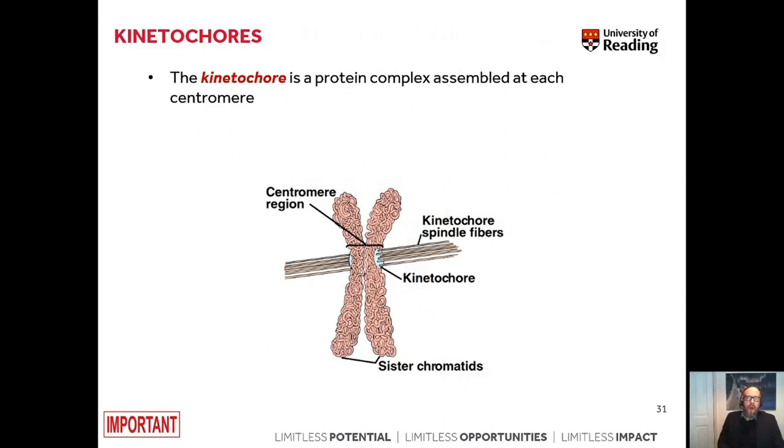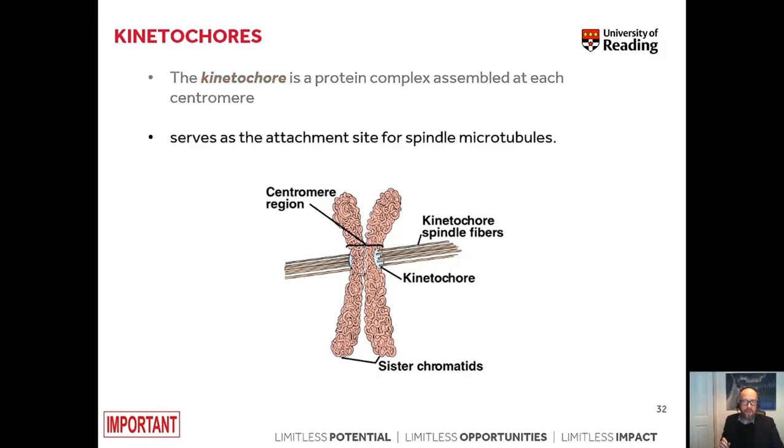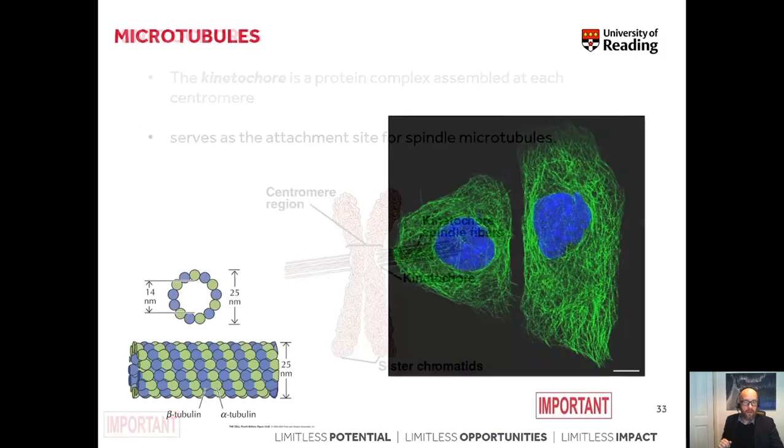So what are kinetochores? Kinetochores are protein complexes that are assembled at each centromere. So we have the centromere region on each chromosome, we have the kinetochore, and kinetochores are attachment sites for spindle fibers that play an important role in both processes, mitosis and meiosis. They serve as attachment site for those microtubules that form the spindles.